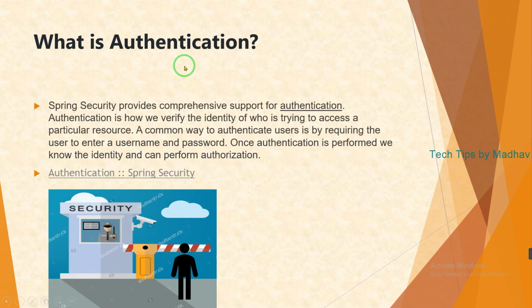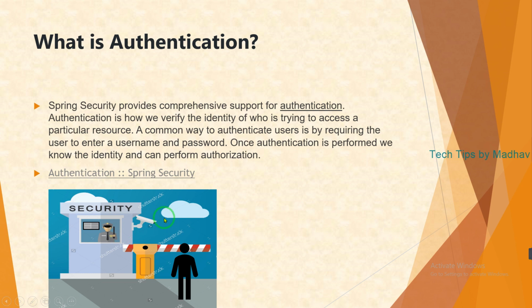Authentication, first one. Authentication is basically verifying the user identity, and once the user identity is verified successfully, the user can be allowed to do certain activities. That mechanism we call authorization. Before moving into that discussion, let's see one general example here.